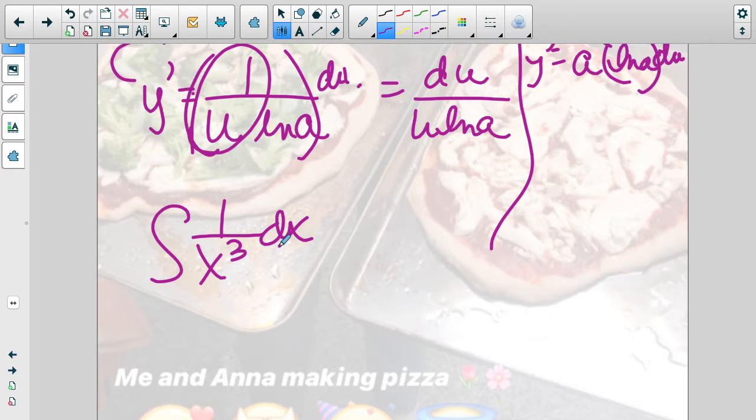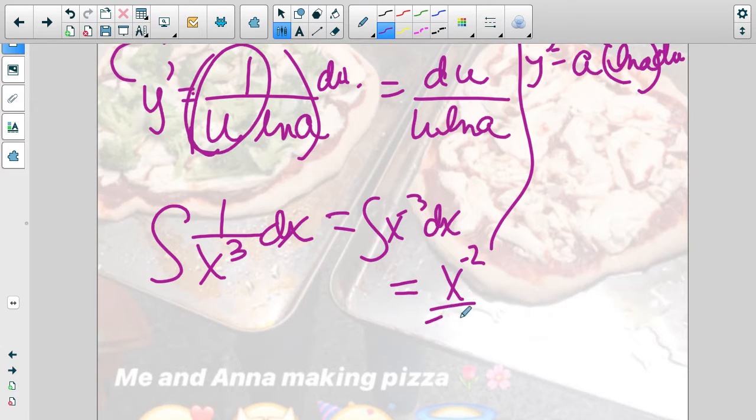X to the negative 3, Alana. So always remember this. This is the way you do it. You add 1 and get x to the negative 2 over negative 2 plus c. I would make this negative 1/2 x squared plus c if I was looking for my answers list.